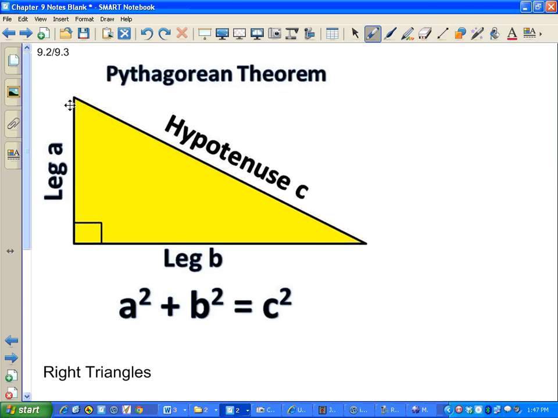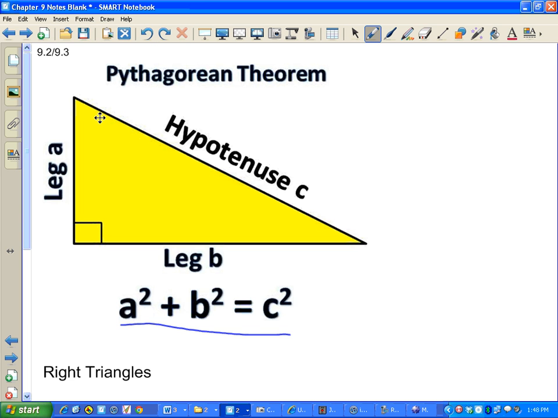Okay, you have to have a right triangle in order for it to apply, but you'll see another situation where you can use it to help classify triangles. So the important part of the Pythagorean theorem is to make sure that you put the legs and the hypotenuse in the right place in your equation. Okay, so A has to be a leg and B has to be a leg. Now, it doesn't matter which order you put these in. I could have just as easily called this leg B and this leg A. It's arbitrary the way you define those. However, the hypotenuse has to be C.